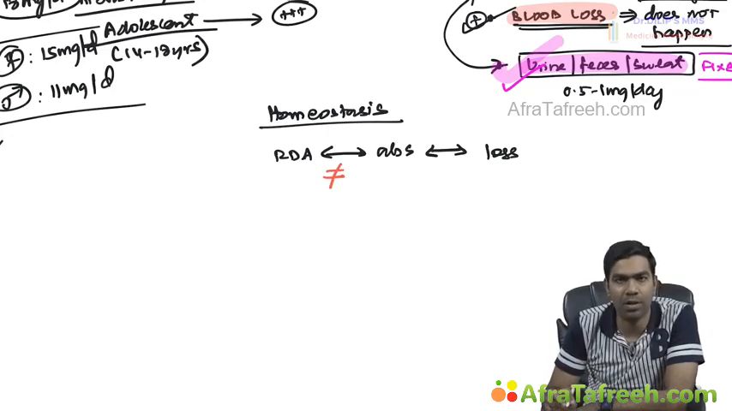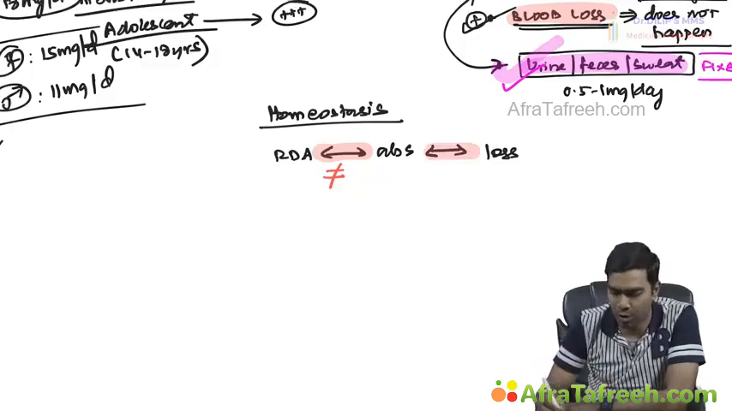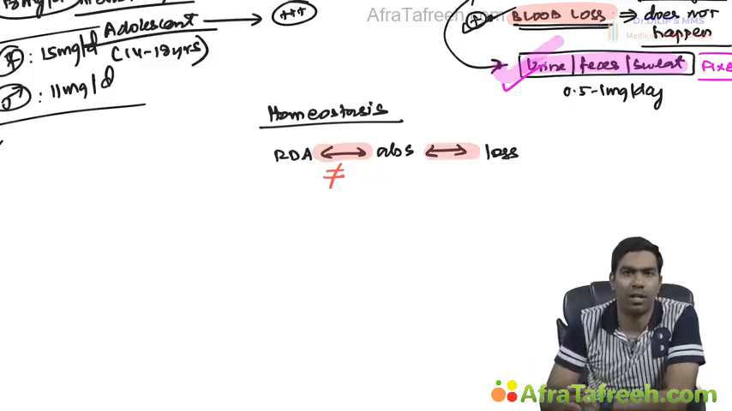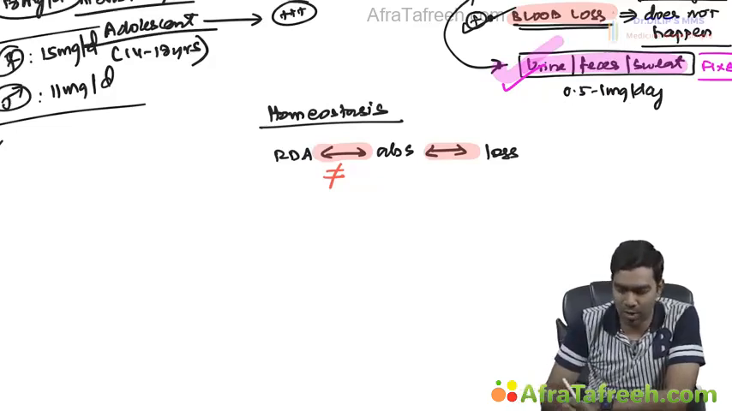RDA can never be equal to absorption because only 10, or maximum 20-30%, of iron will be absorbed, but the average is 10%. It should be equivalent, which means they are in balance, and your absorption must be equivalent to that of the loss. Should be in equilibrium with the loss. So whatever RDA you take should match the loss.